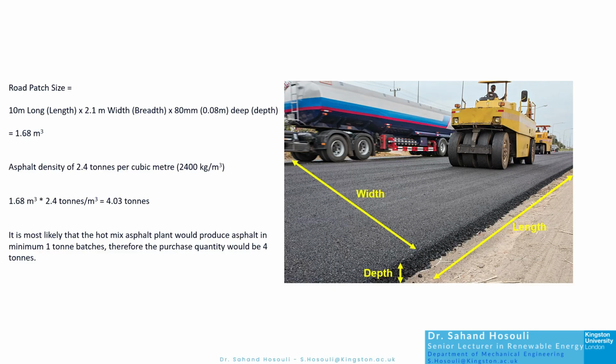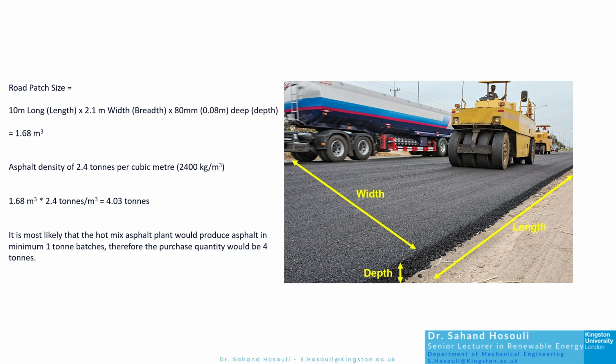One of the important steps in life cycle assessment is understanding the case. So in our example, what we are looking at is a road patch size. We are considering a 10-meter long asphalt road, with a width of 2.1 meters and a depth of 80 millimeters, or 0.08 meters. Using these values, we are able to find the volume of asphalt needed, which is 1.68 cubic meters.